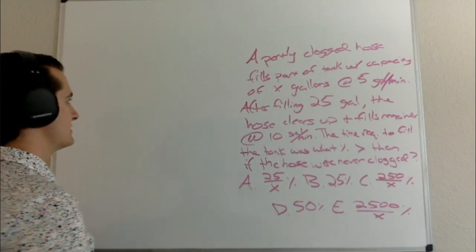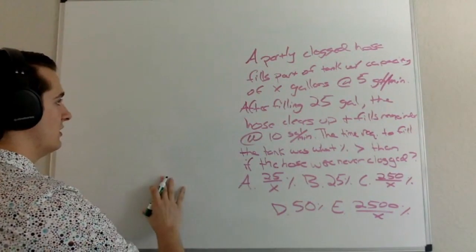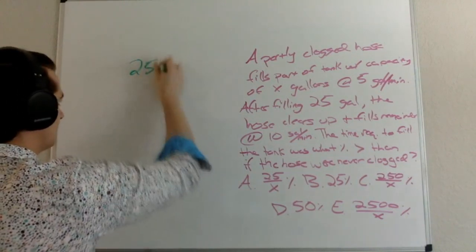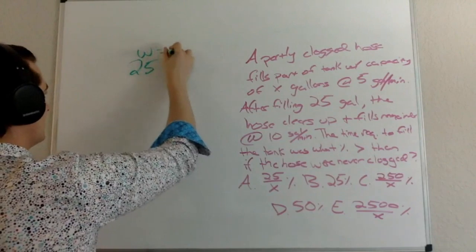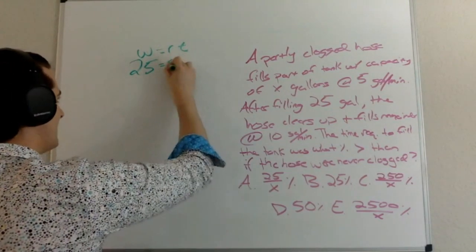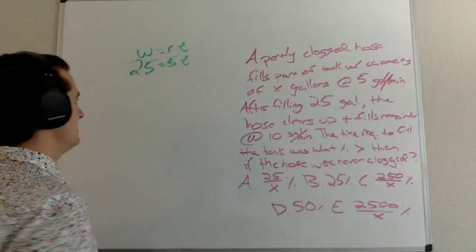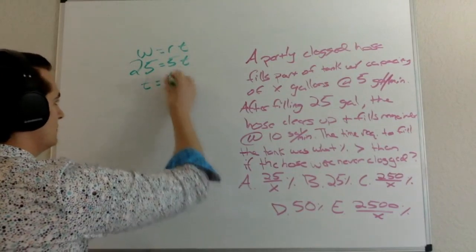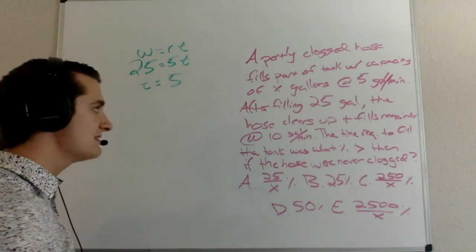While the hose was clogged, I know that I filled 25 gallons. So that's going to be work equal to my rate times my time. My rate was 5 gallons per minute. My time was t, and so I get that my time is equal to 5 minutes.